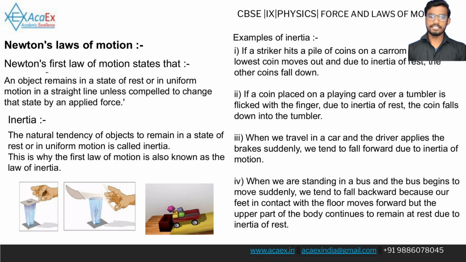Inertia: the tendency of objects to resist change in their state. Examples: striker hitting coins. The lowest coin moves, the others fall due to inertia of rest. Flicking a card under a coin, the coin falls into the tumbler. Sudden brake in a car: passengers fall forward due to inertia of motion. Bus starts suddenly: passengers fall backward due to inertia of rest.